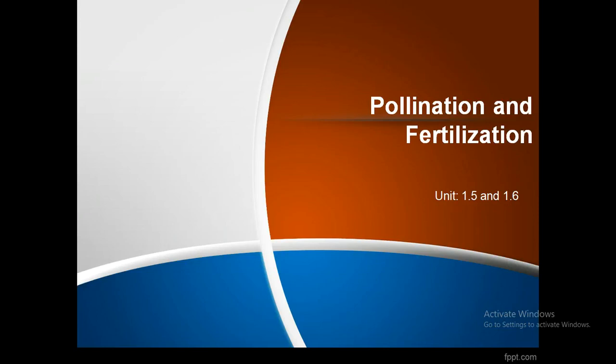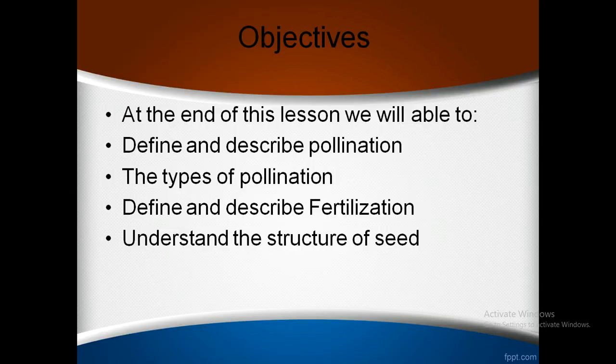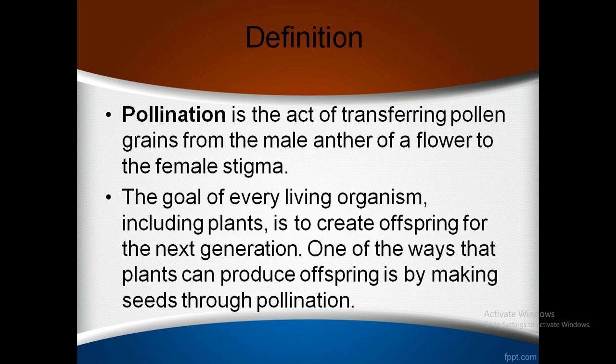Today our topic is pollination and fertilization, Unit 1.5 and 1.6. Our objectives will be, at the end of this lesson we will be able to define and describe pollination, the types of pollination, define and describe the fertilization process, and to understand the structure of a seed.